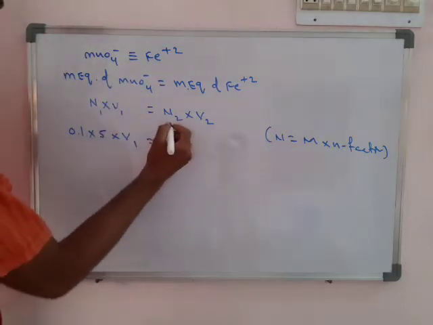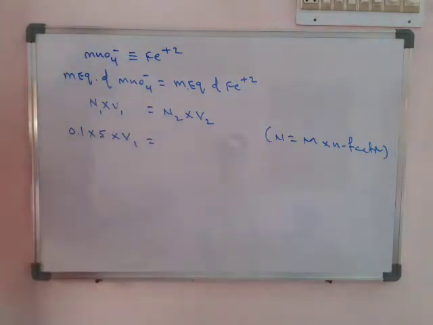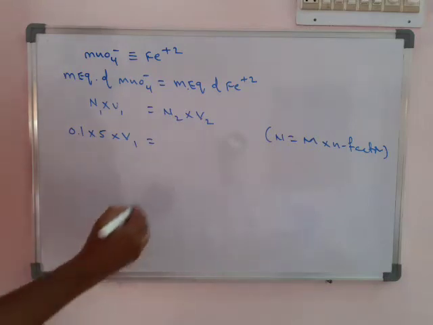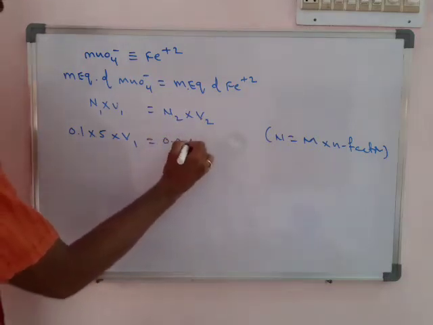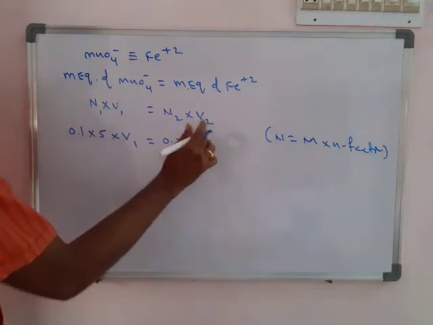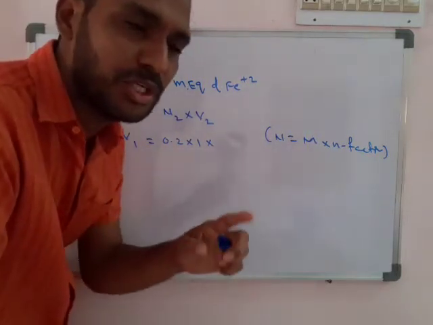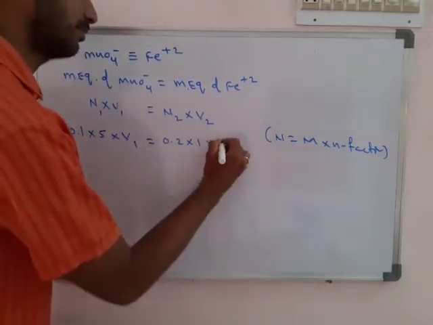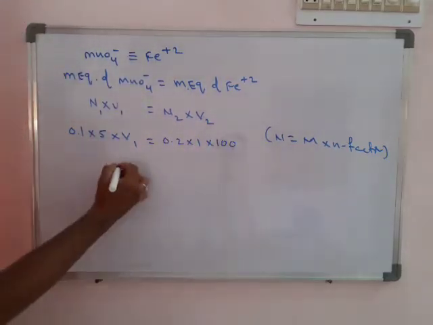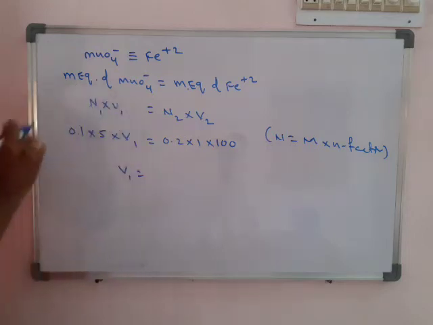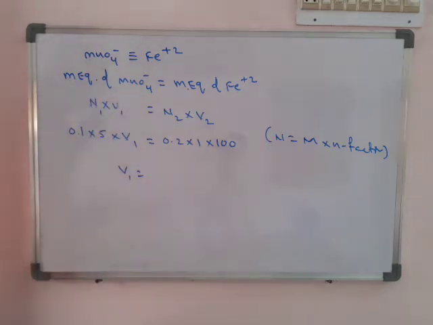So what is N2? Its normality is also given in terms of molarity, 0.2 M, molarity into n factor, which is just 1. What is its value? The volume of ferrous sulfate solution neutralized is 100 milliliter. Therefore the value of MnO4 minus, that is KMnO4.